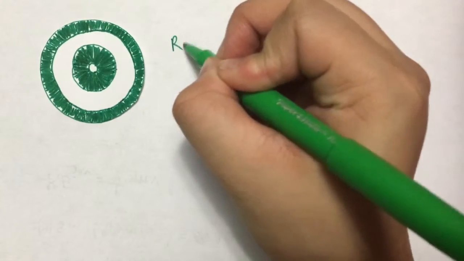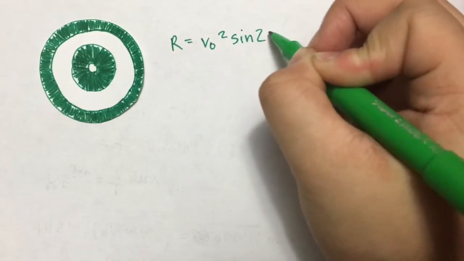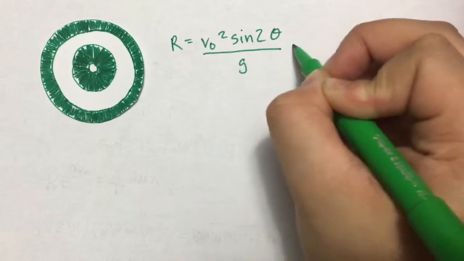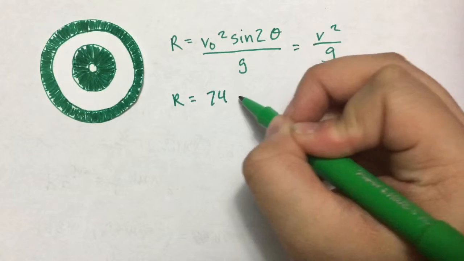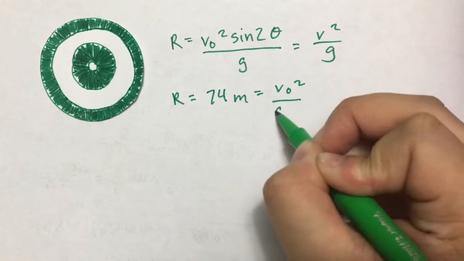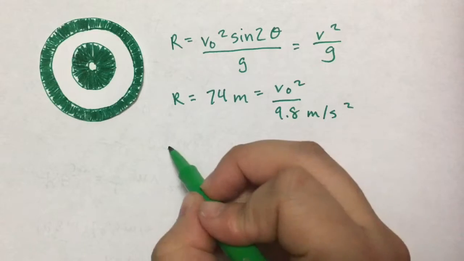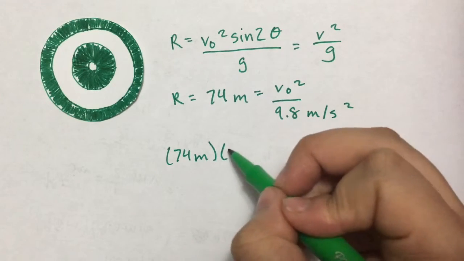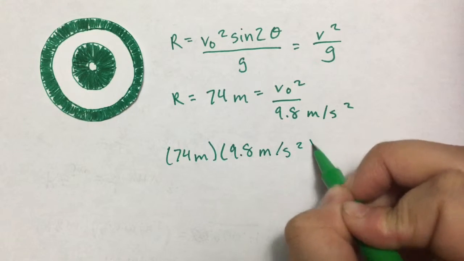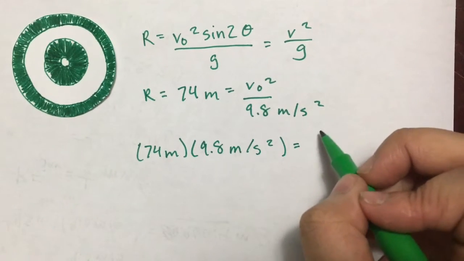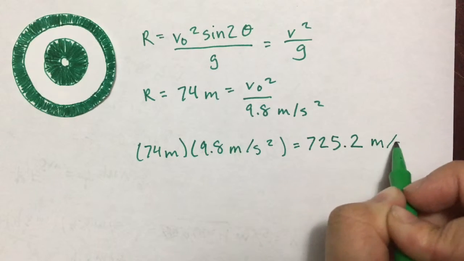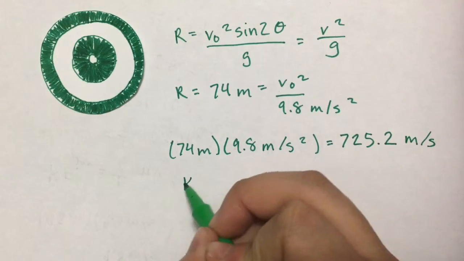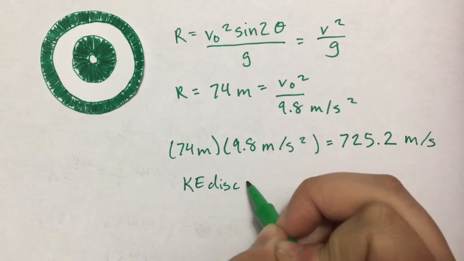Now we're going to find the kinetic energy for the discus, and to do so we're going to use the range equation again, which is velocity squared times sine 2 theta over gravity, simplified to velocity squared over gravity. Now we know that the discus went over a distance of 74 meters, and that's going to be our range. Then we cross multiply 74 meters times 9.8 meters per second squared, and that gets us 725.2, and that's our velocity squared, which stays as velocity squared because kinetic energy is equal to 1/2 mv squared. And we plug in what we know.